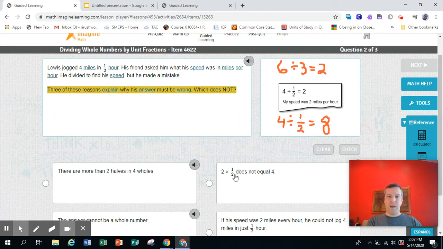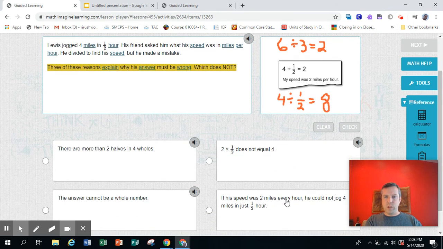2 times 1/2 does not equal 4. This one's really confusing. What they're getting at is you can check a division problem with multiplication to see if you are right. For example, 6 divided by 3 is 2. You can check it by thinking, what's 2 times 3? It's 6. Same thing here. 4 divided by 1/2 is 8. Well, what is 8 times 1/2? It's 4. This is correct. What is 2 times 1/2? It's 1, not 4. So this does explain why Lewis is wrong, so we will not choose it.